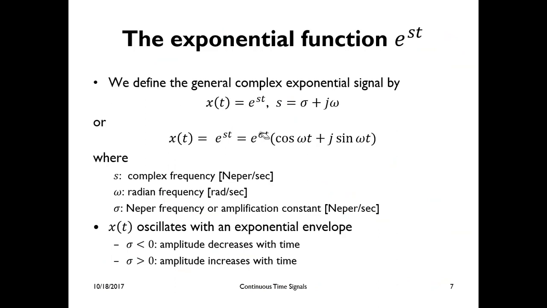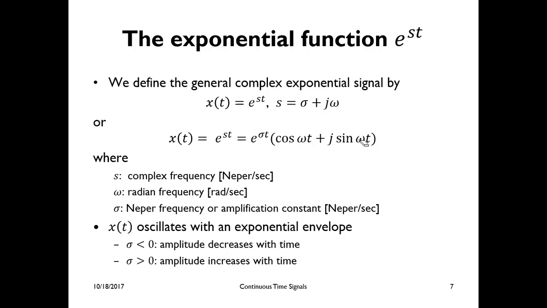The last important function is the complex exponential signal e to the st, where s is a complex number given by sigma plus j omega. I can write my complex exponential signal e to the st using the real and the imaginary parts of s. So it's simply e to the sigma t multiplied by cosine omega t plus j sine omega t. S is referred to as the complex frequency, omega is the frequency given in radians per second, and sigma would simply be an amplification constant.